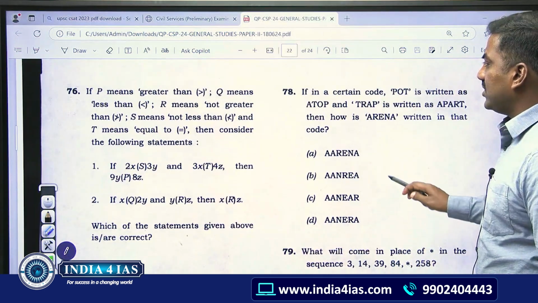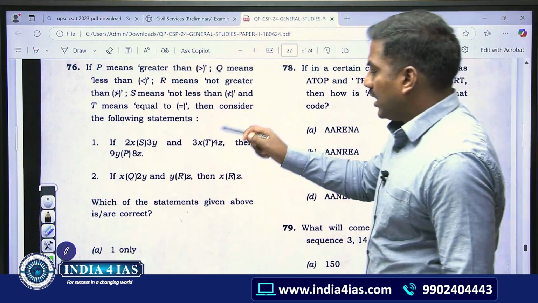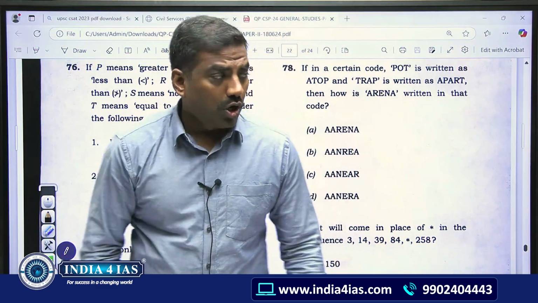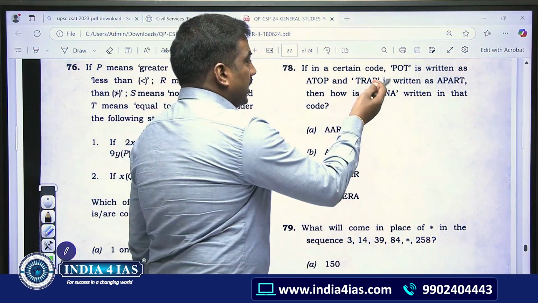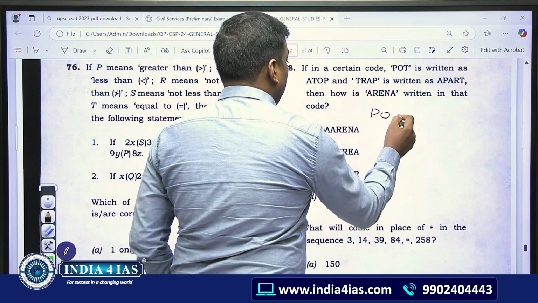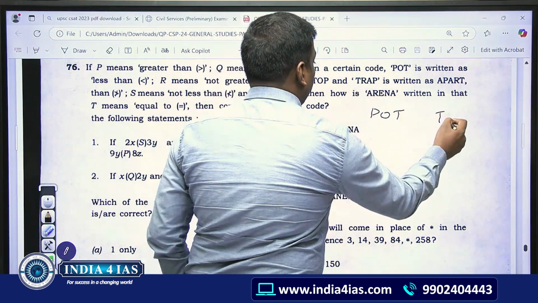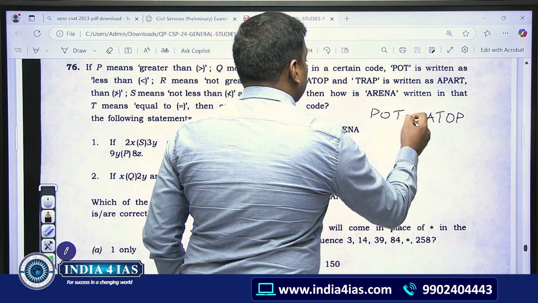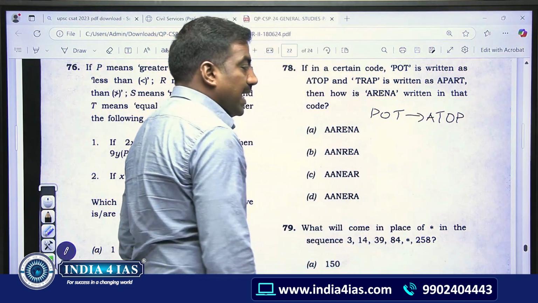Yeah, there are 3 other questions in this paper. Again, these are very simple to solve. Pot is written as atop. So pot was there earlier. Reverse it, it becomes top, and add A. This is the coding. Reverse it and add A at the start.